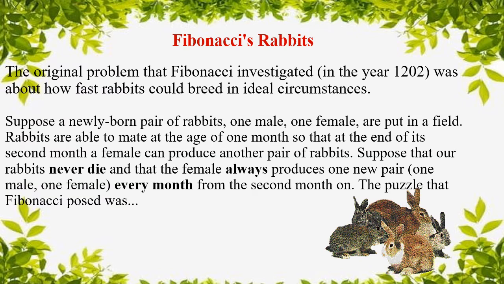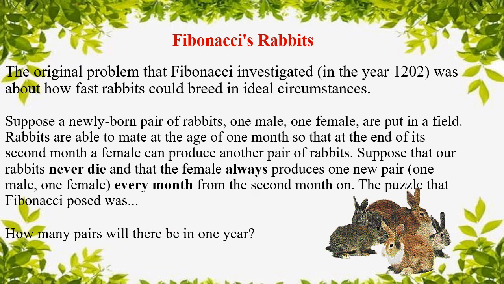Suppose a newly born pair of rabbits, one male, one female, are put in a field. Rabbits are able to mate at the age of 1 month so that at the end of its second month, a female can produce another pair of rabbits. Suppose that our rabbits never die and that the female always produces one new pair every month from the second month on. The puzzle that Fibonacci posed was, how many pairs will there be in 1 year?